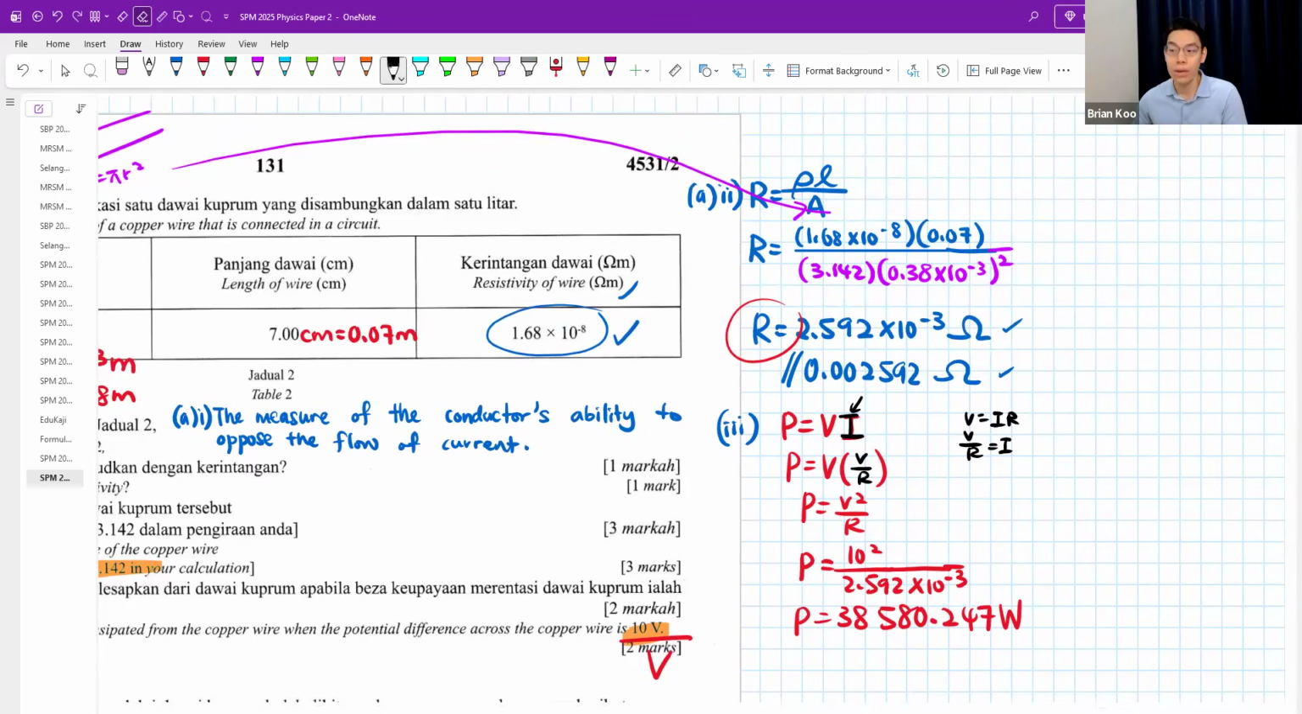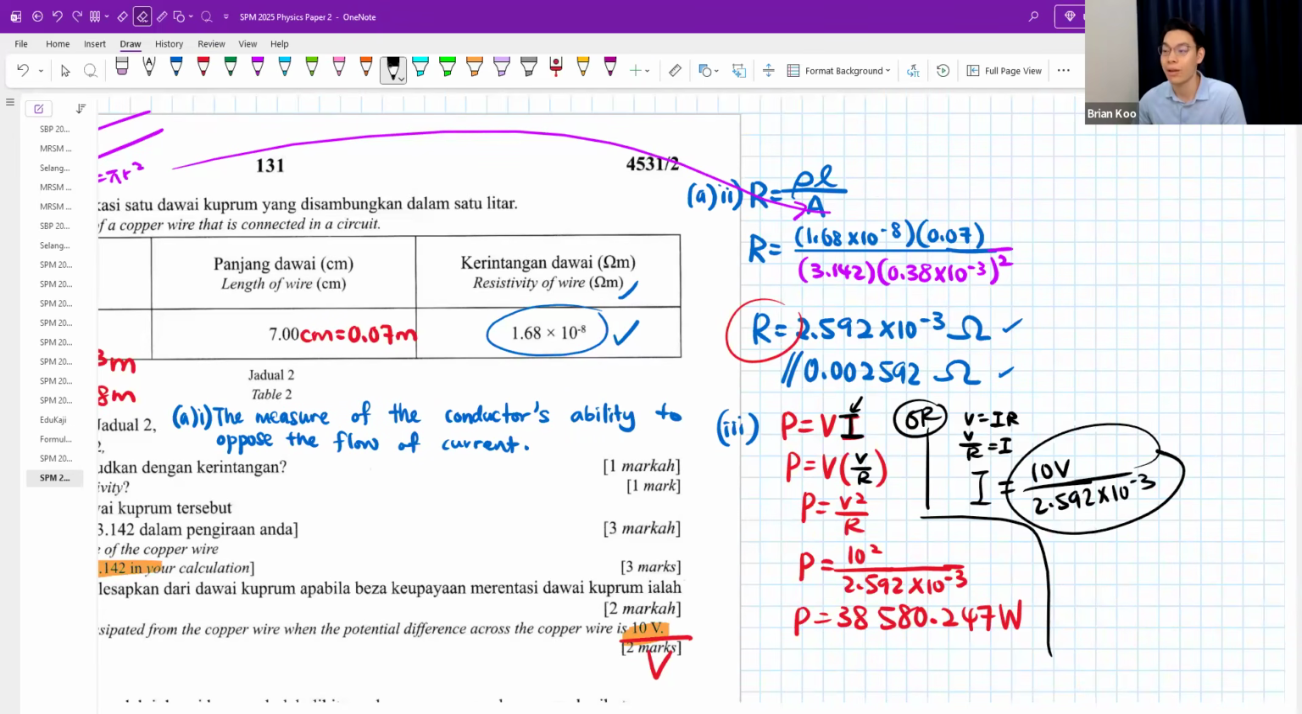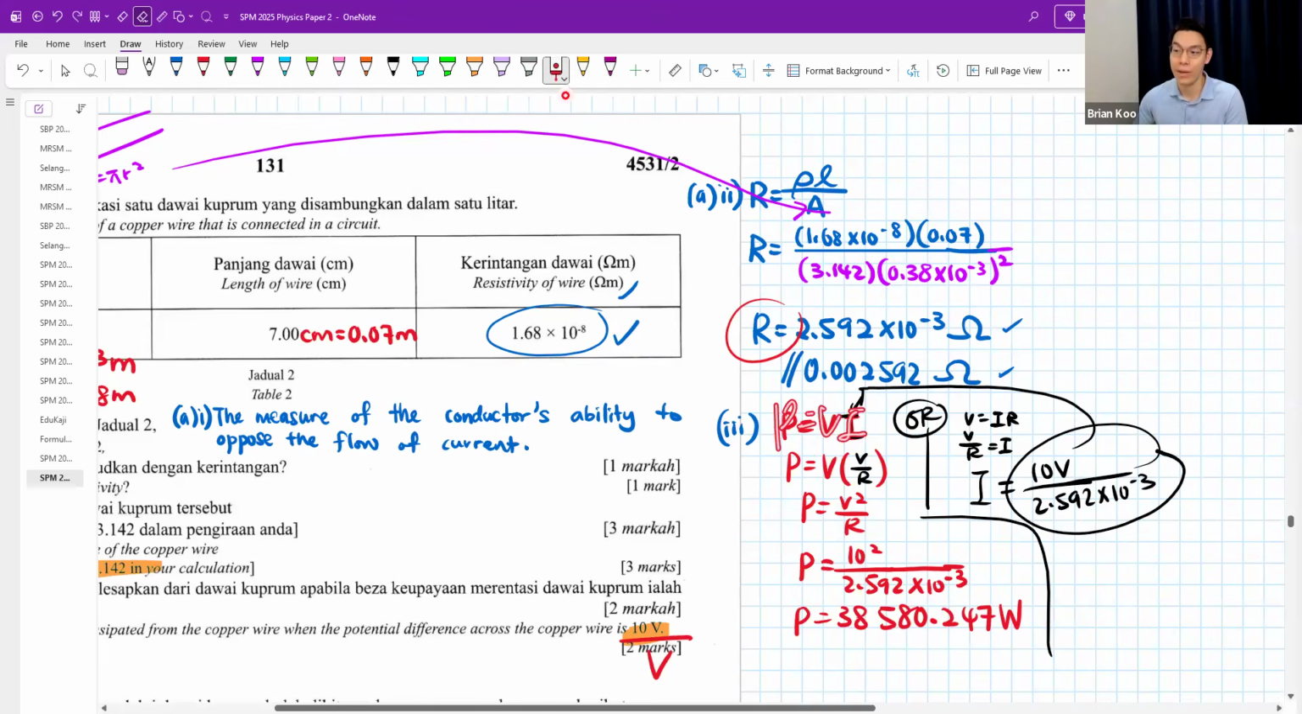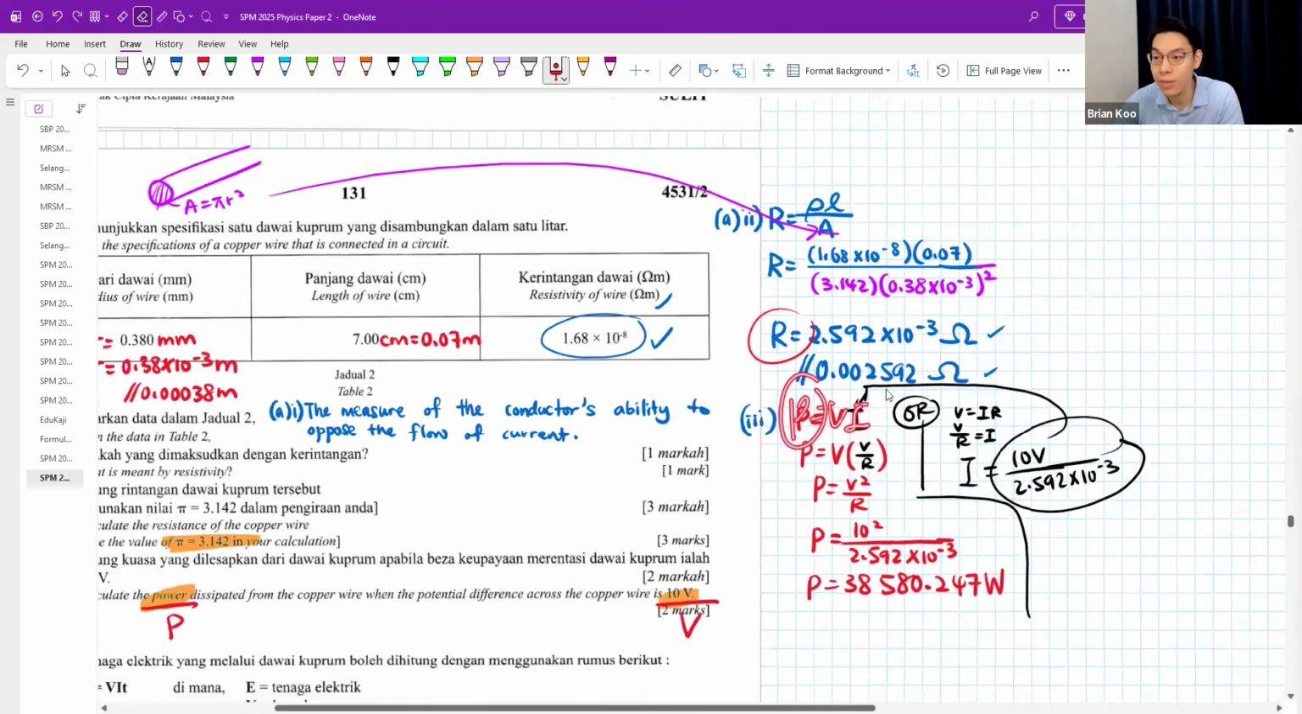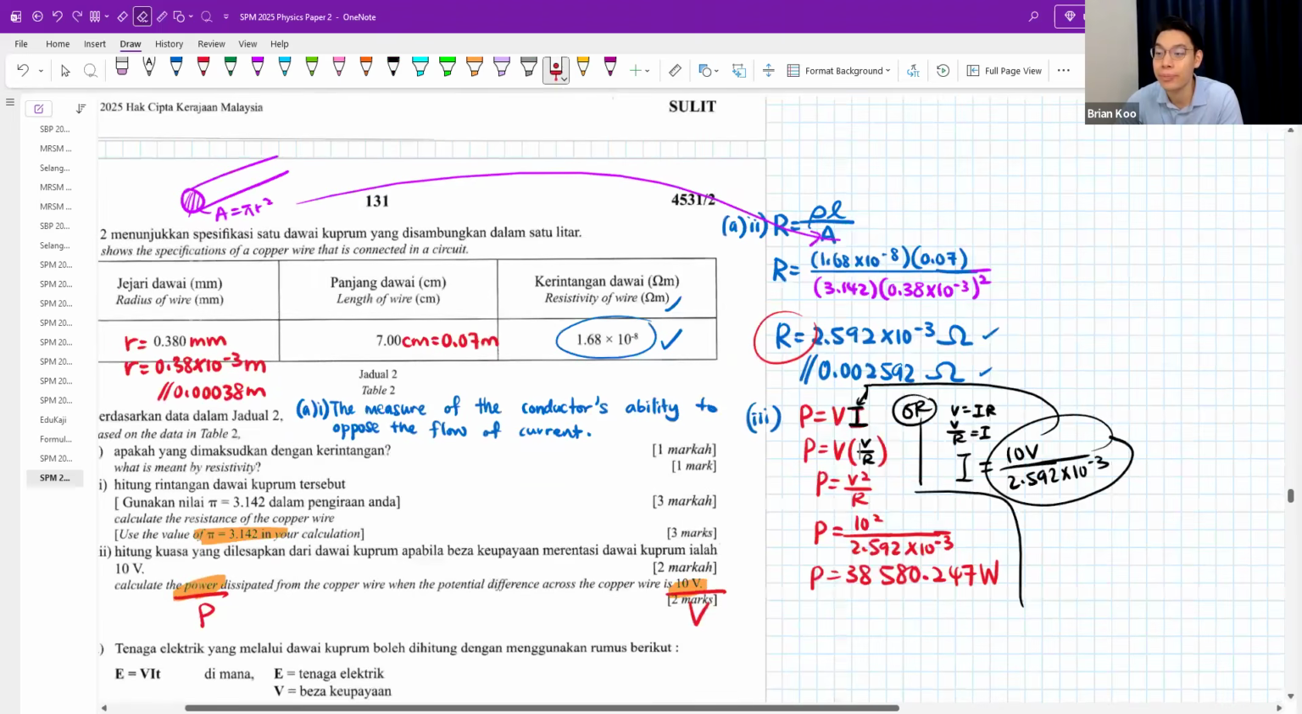Teacher, if I don't want to do all this, can I find the current first? Can. A different method would be you go and find what is the current first. You do 10 volts divided by your 2.592 times 10 to the power of negative 3 first. After you find out what is your current, then you substitute your current inside here. And you do P equals to VI and find out what is the power. Your answer will be very similar. It will look different just because you round off only.